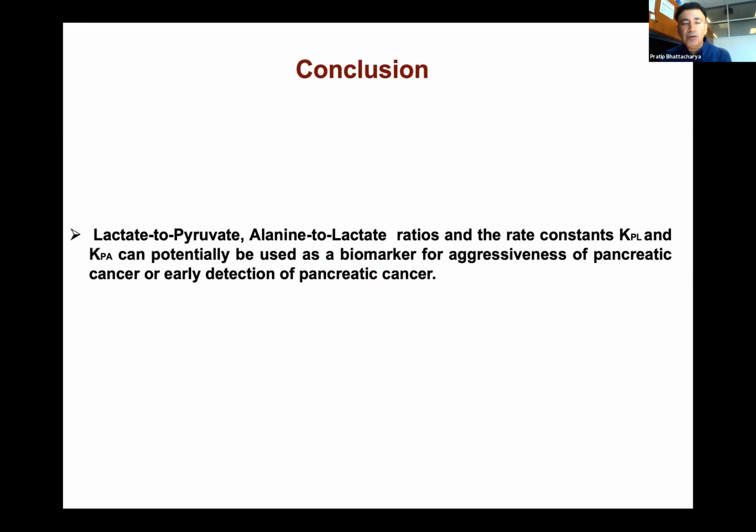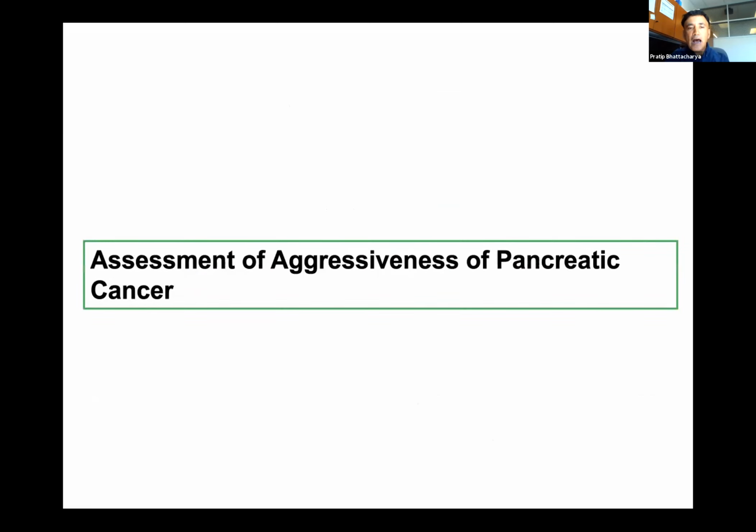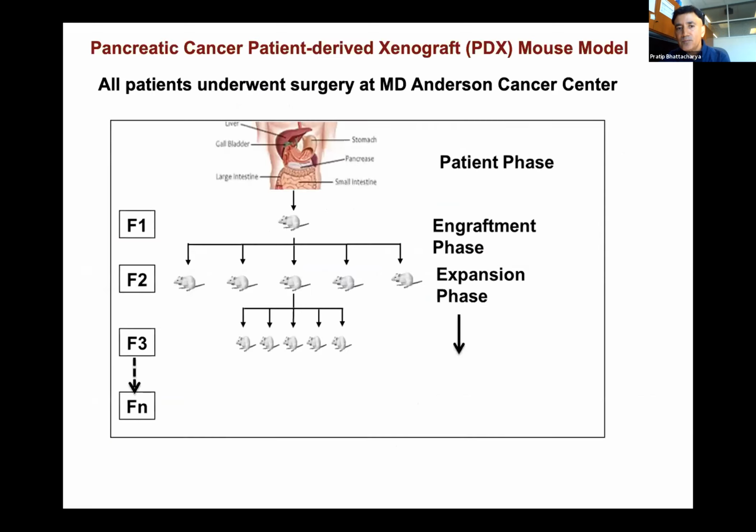What I've shown in this slide is that lactate to pyruvate and alanine to lactate ratios and the rate constant can be a biomarker for early detection of pancreatic cancer. Next slide, please. So now comes the assessment of aggressiveness of pancreatic cancer. Next slide. So this is, again, MD Anderson, we are very fortunate that a lot of patients come here with pancreatic cancer to do their surgery.